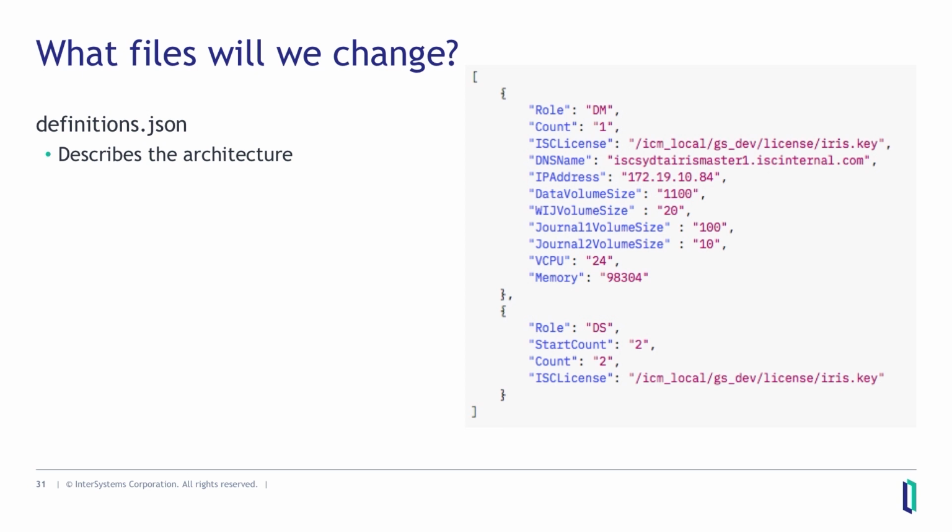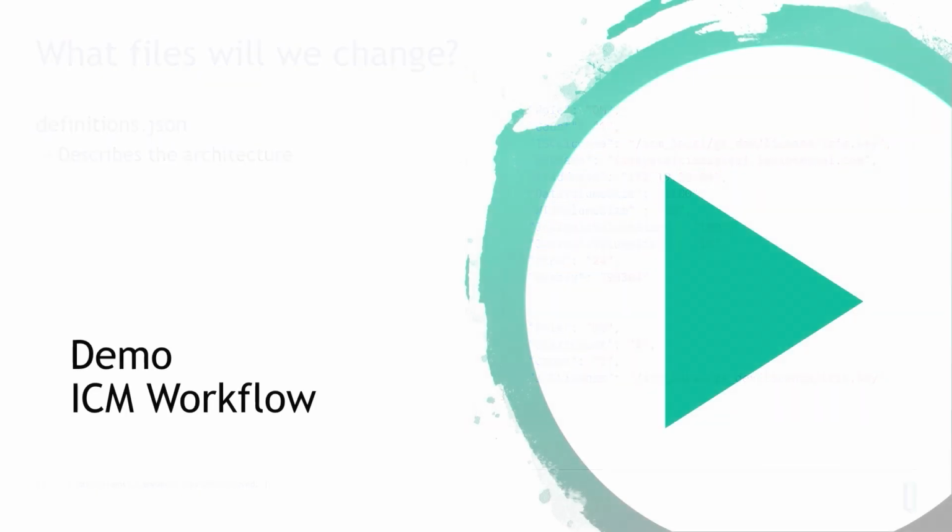So in this example, I've got a data master and a couple of shards. In the master, I've said it's going to have this many CPUs and so on. And for the little stanza at the bottom, which is the data shards, all I've said really is how many of them and what key I'm going to use, because we don't ship InterSystems Iris with keys in it, so we have to tell it where the keys are. So the bottom one is just going to inherit whatever the defaults were. But I wanted you to understand this order of precedence.